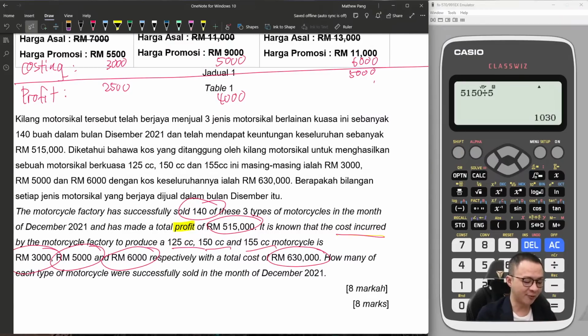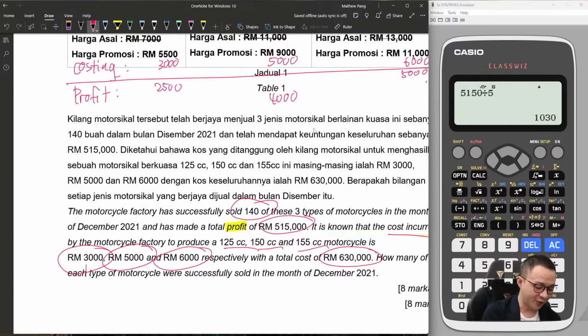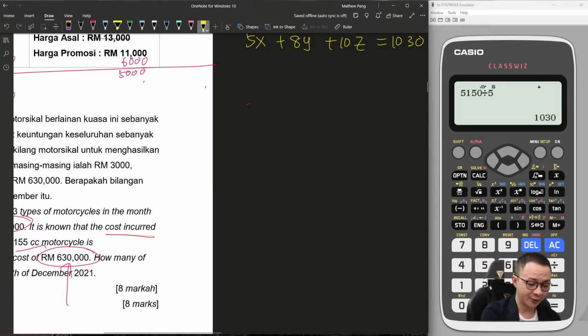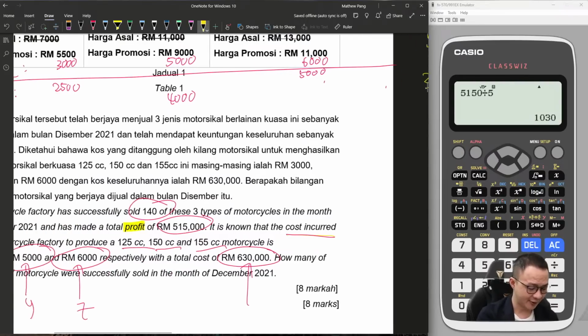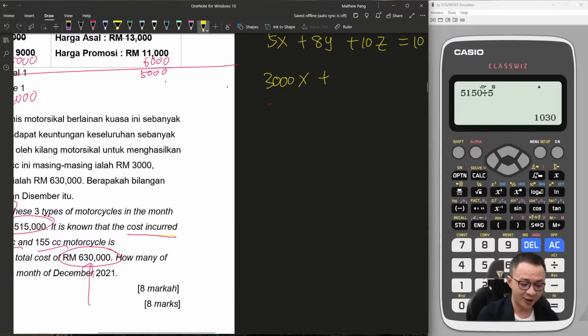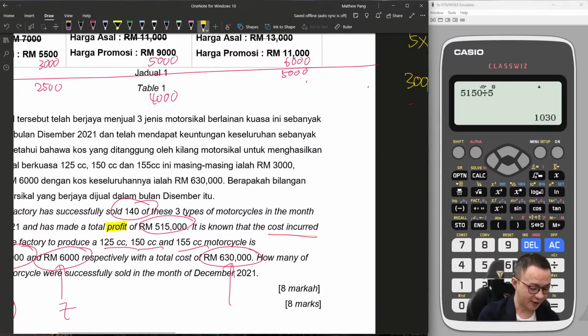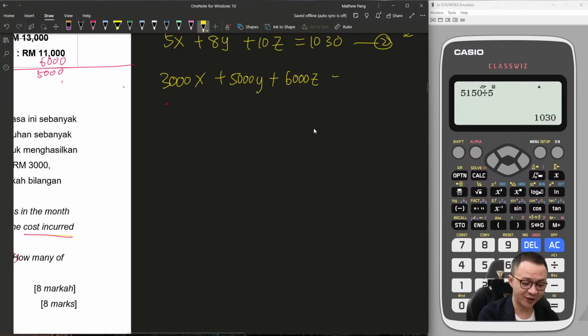This one is 3,000. I will multiply it with X. This one I multiply with Y. This one I multiply with Z, and then I get this number. I will write it down. So it's 3,000 X plus 5,000 Y plus 6,000 Z. Is it 6,000? Yes, equals 630,000.